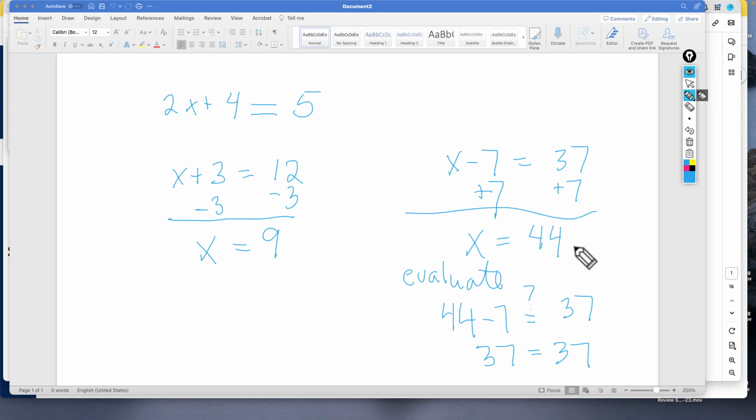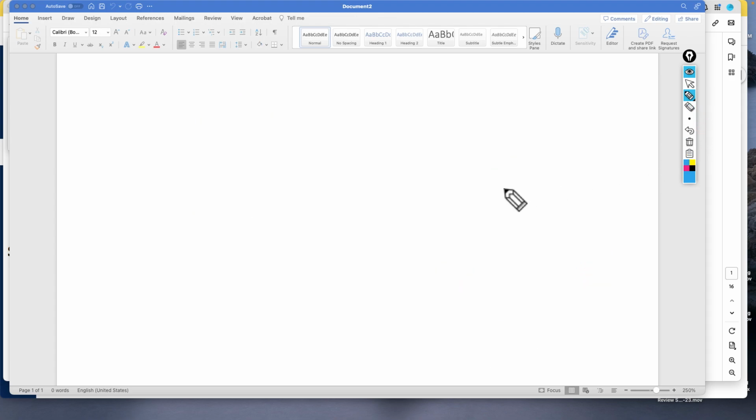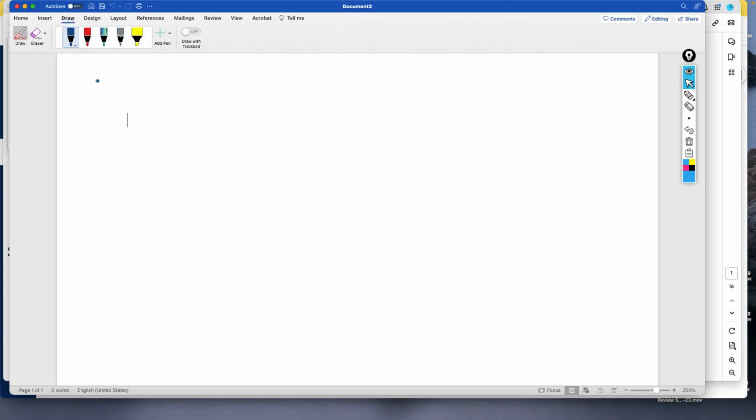There's another type. Let's see, I think I have to clear this off. That's one thing I don't like about this. Word has a built-in draw program, so here's another one. What if I had 3x equals 10? How would I go about solving for x here?